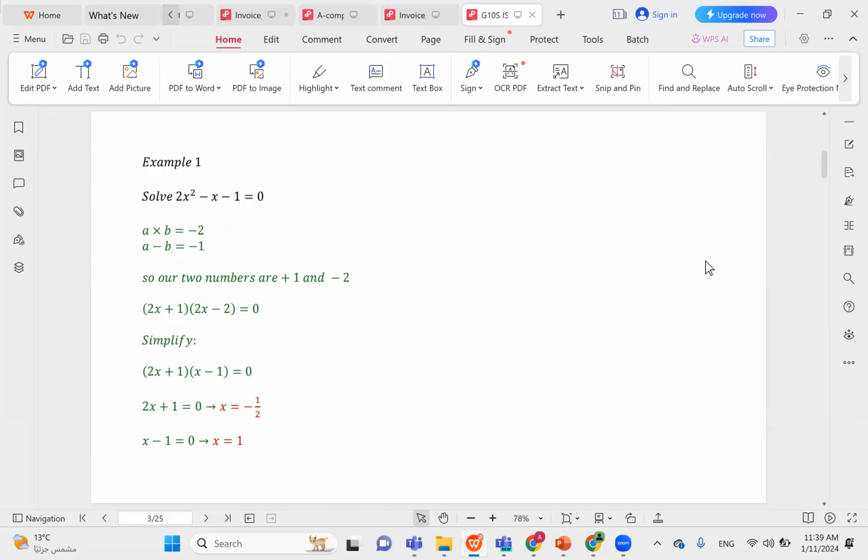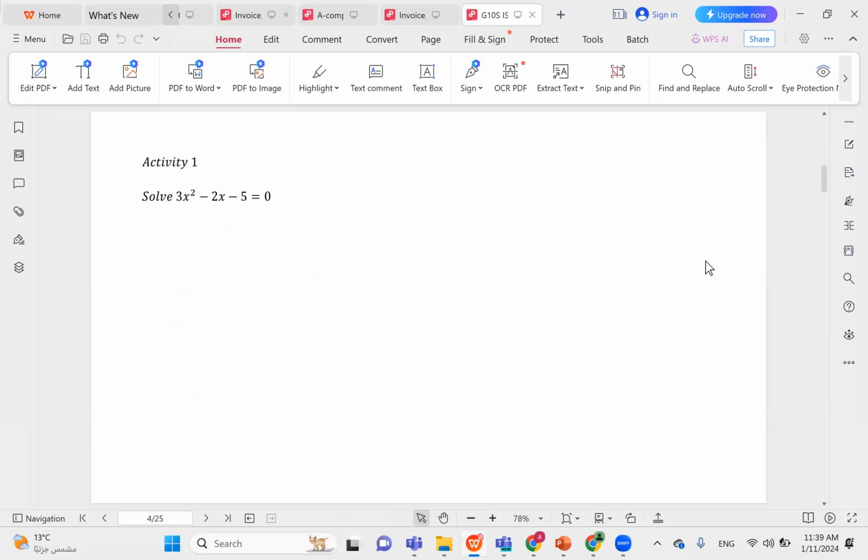So let's try another similar problem. We have 3x squared minus 2x minus 5 equals 0. So let's start by writing down the two brackets, taking the first term but without the power. So we just have 3x and 3x. Taking the first sign, putting it in the first bracket, multiplying the signs and putting that in the second bracket.